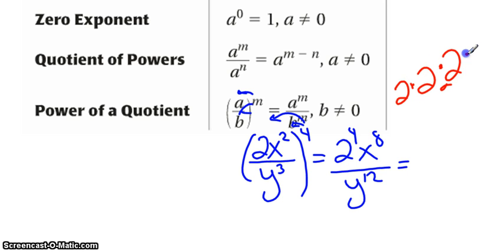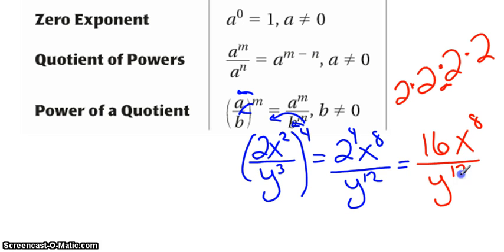2, 2, 2. Okay, so that'd be 16x to the 8th over y to the 12th.